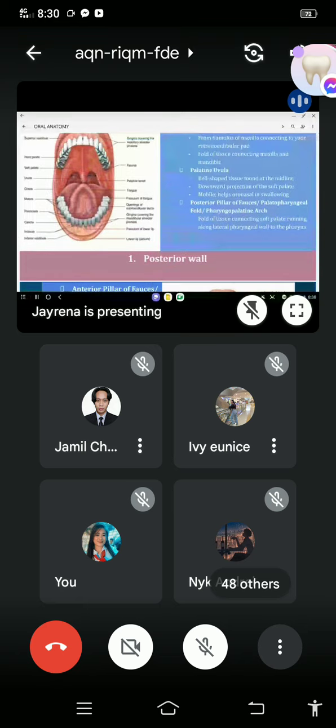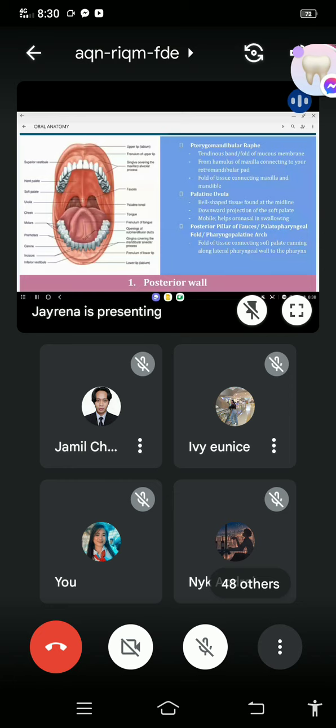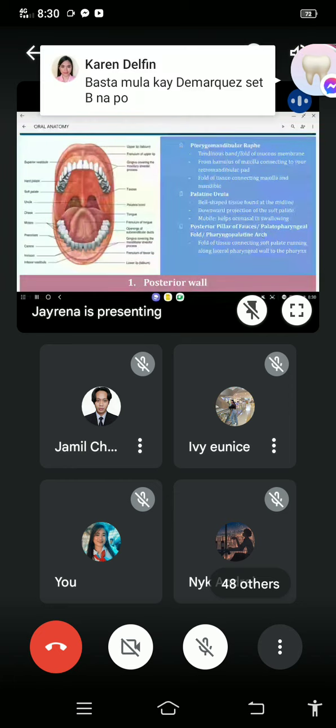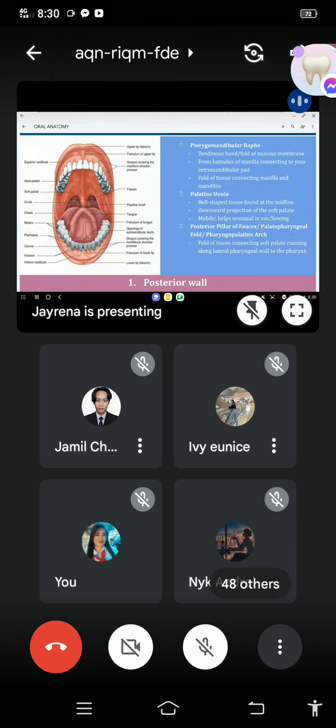Doc, ano naman yung posterior pillar of fauces? Pag sinabi mong posterior pillar of fauces, pakinggan mo, it's palatopharyngeal. Pag sinabi mong palatopharyngeal, ibig sabihin pinag-combine na palate and pinag-combine na pharynx. Ano ba ang mas posterior? Dila or pharynx? Siyempre, pharynx. Kaya siya tinawag na posterior pillar of fauces. Kasi pinagdugtong or this is a tissue or a fauces that combines the soft tissue of the palate down to the lateral walls of the pharynx.